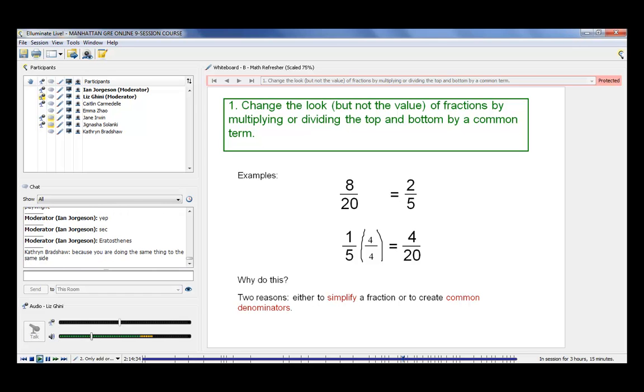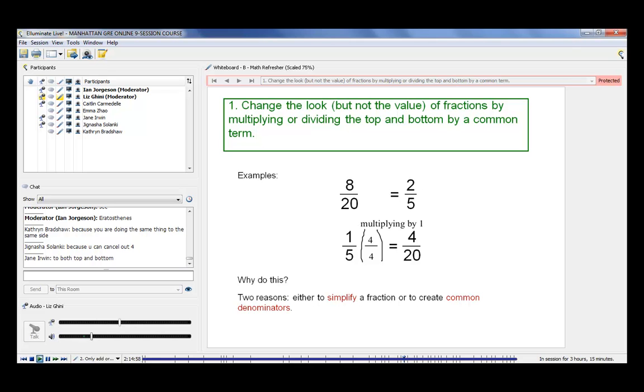All right, a lot of the GRE. Yeah, no, it's not actually doing the same thing to both sides. Okay, this one is because you can cancel out the 4. You're multiplying by 1. Right? You're doing the same thing to top and bottom. It's the same as just multiplying by 1. All right? It's always acceptable to multiply by 1.